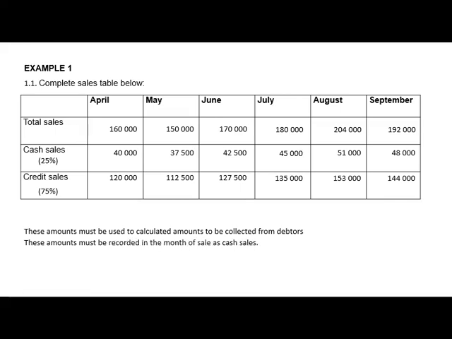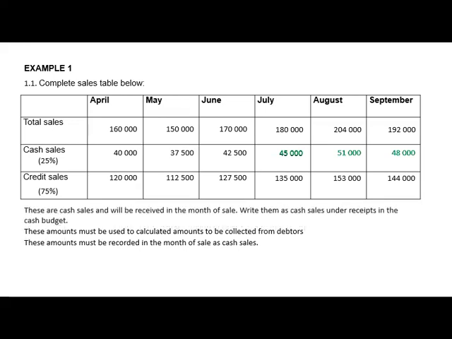So this refers to cash sales. Cash sales will be recorded in the month of sales as cash sales. I will highlight them: 45,000, 51,000, and 48,000. They'll be recorded in those specific months. For July, our cash sales will be 45,000. For August, 51,000. For September, 48,000. As I've said, these are received in the month of sale. Write them as cash sales under receipts in the cash budget.